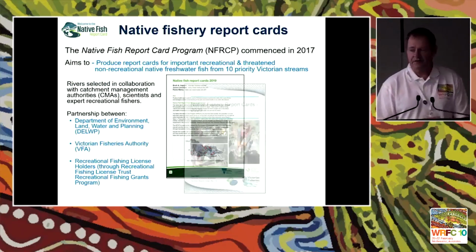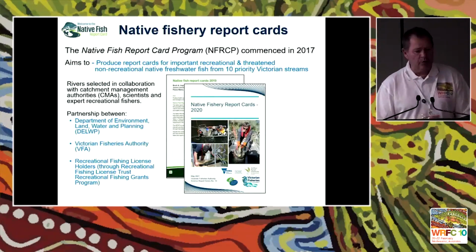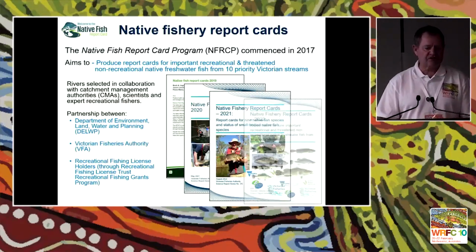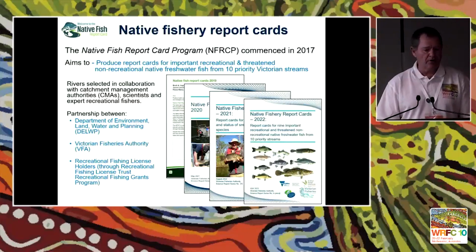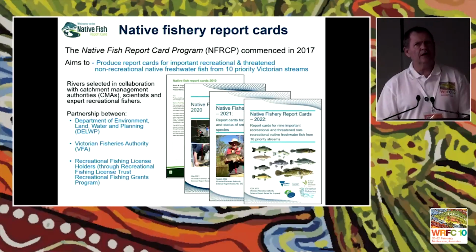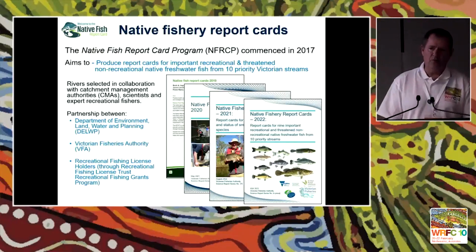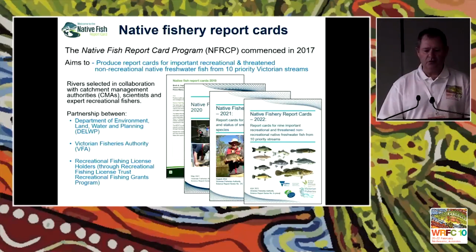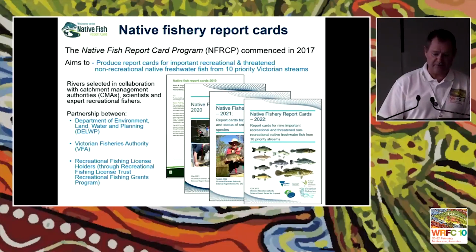And that gets us on to the third of our report card series, and this is on native fish. And this is a cross-agency program. We work in collaboration with the Department of Environment, Lands, Water, I don't know what they're called now, I think they've recently changed, with the catchment management authorities, the Victorian Fisheries Authority. We use funds from the Recreational Fishing Licence Trust, and that funds the work for these particular surveys that we've been running annually since 2017.